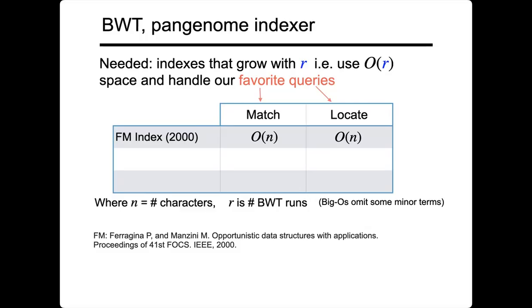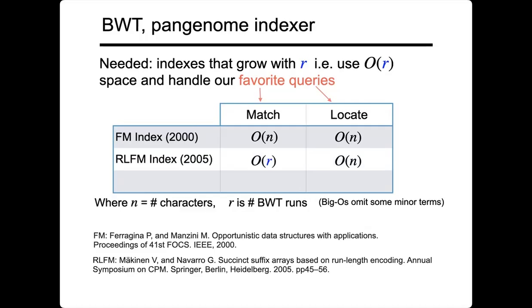I'm using some big O notation on this slide. Don't be intimidated. This just means grows like N or grows like R, proportionally to N, proportionally to R. So the original work that Bowtie and BWA is based on, that is not compressed in this sense. It doesn't grow like R. It grows like N. If you index 10 genomes, it's 10 times bigger.